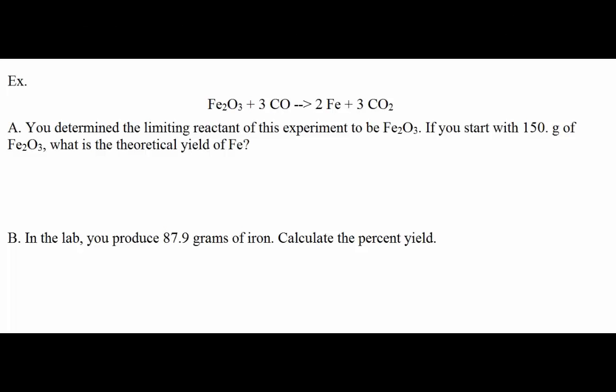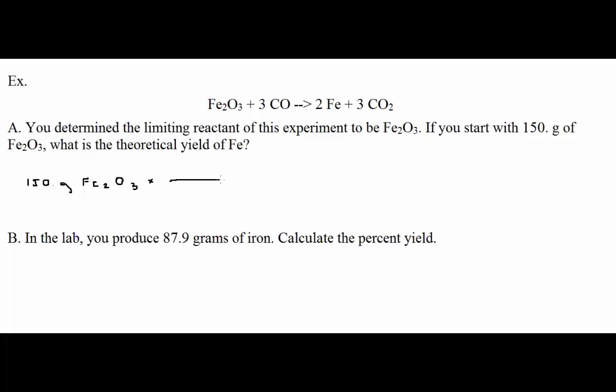Unlike the previous problems that we looked at, this problem isn't actually a limiting reactant problem because you're already told which reactant limits how much product can be formed. And so it tells you that you start with 150 grams of iron 3 oxide and it's asking how much iron would be produced. So this is just a traditional stoichiometry problem in which I start with 150 grams, and what I want to do is solve for grams of iron.